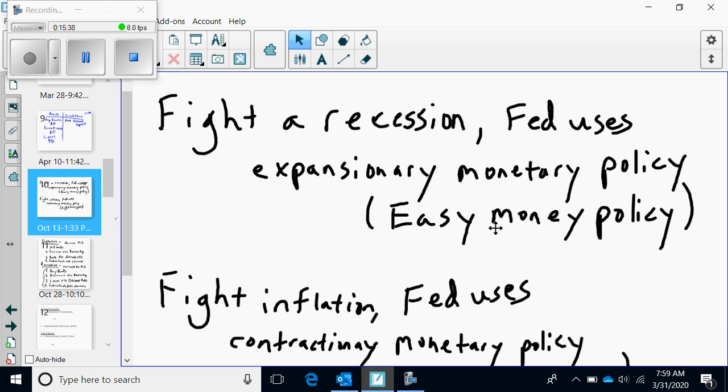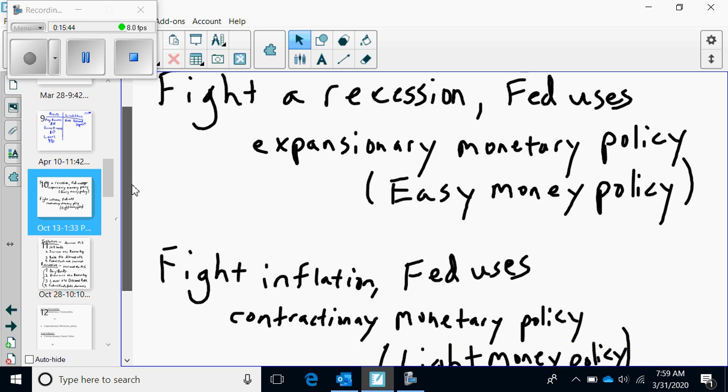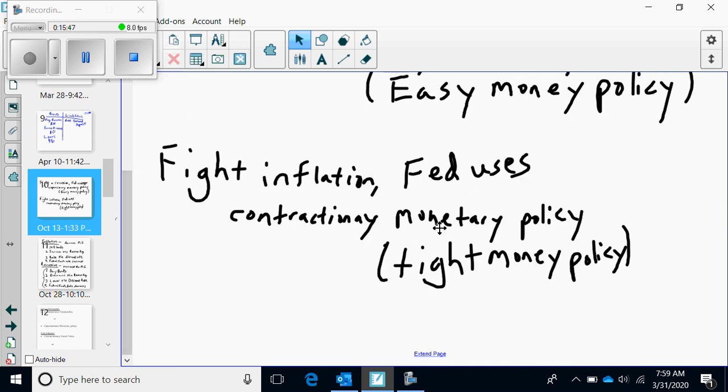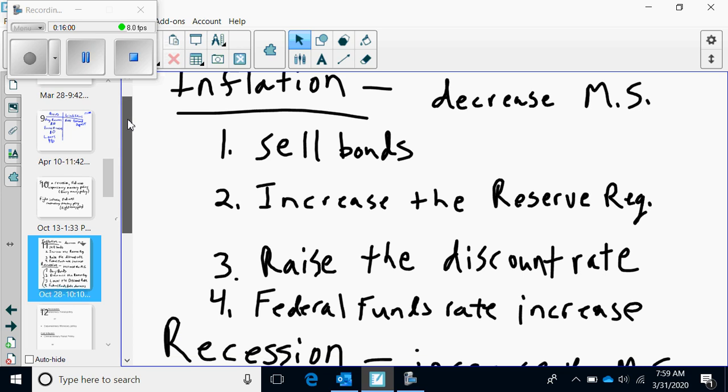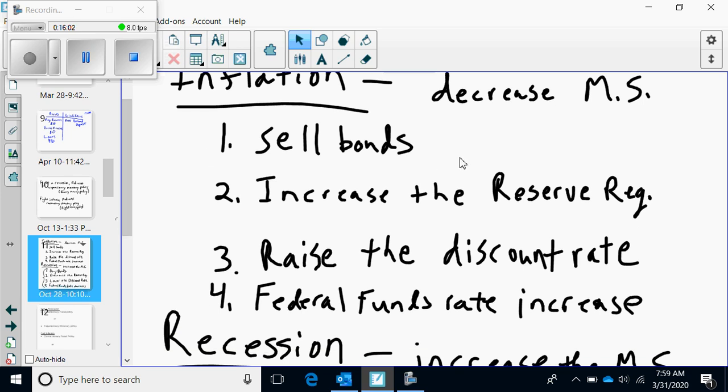So you might hear the phrase quantitative easing. So what they're doing right now is they're increasing the money supply. If there was inflation out there, which there is not, they would do tight money policy or contractionary monetary policy. And you can look at the prior notes to see what they would do. Get down this slide. Next slide. So inflation, they would decrease the money supply. So they would sell bonds, increase the reserve requirement, raise the discount rate, and raise the federal funds rate. Now, sell bonds, small bucks, easy to remember.